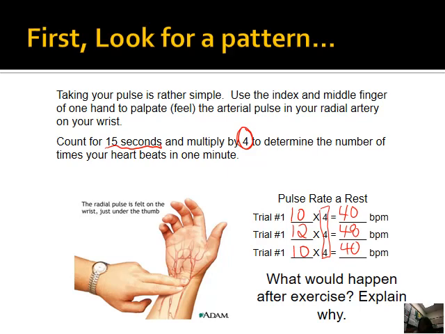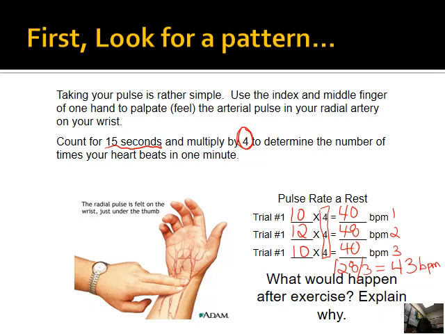The next thing they're going to do is they're going to ask you to find the average. So what you do is there's 1, 2, 3 trials, so you're going to add them up, and I'm getting 128. Since there's 3 trials, I'm going to divide by 3, which gives me an average beat per minute, if I round up, of 43 beats per minute.